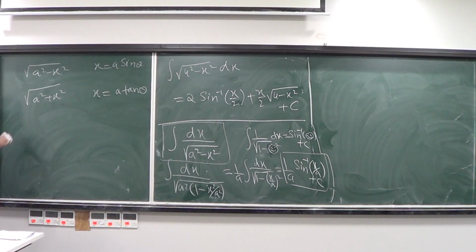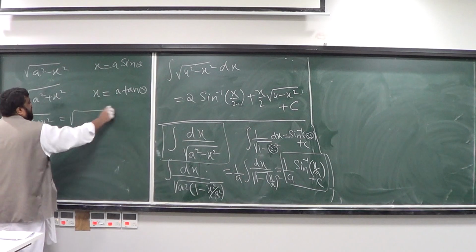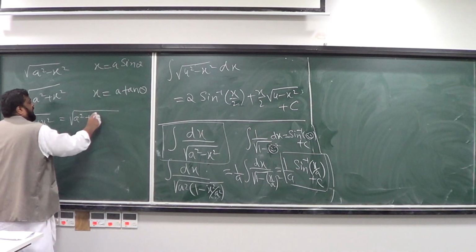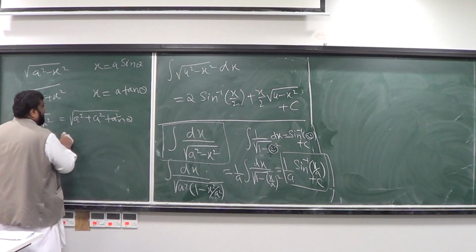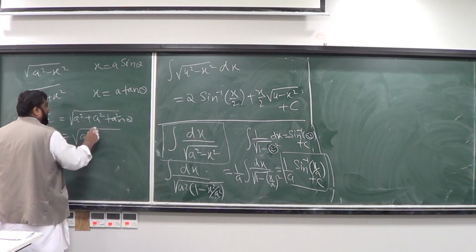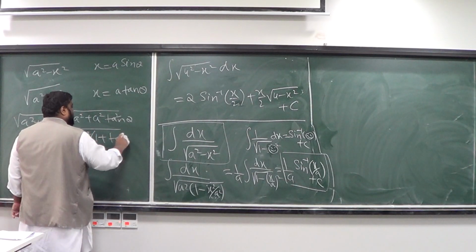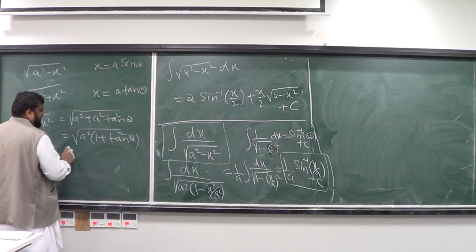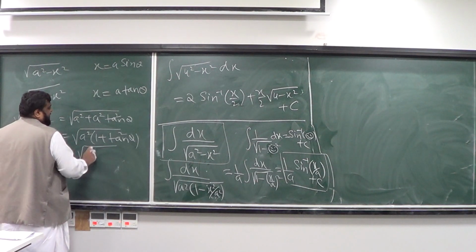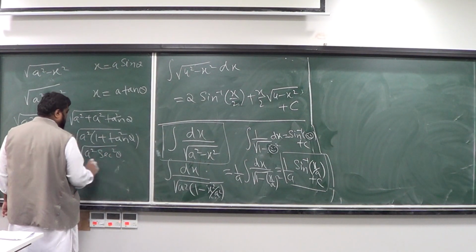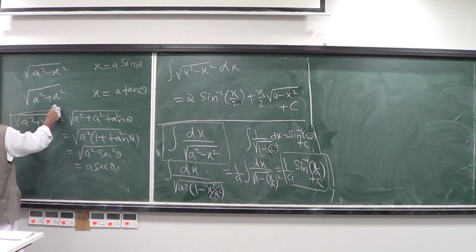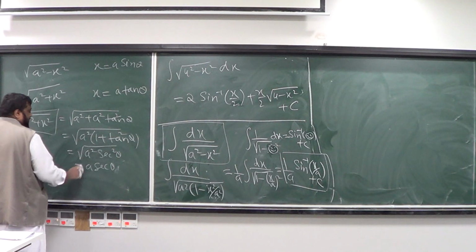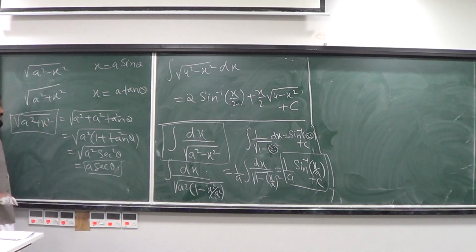Why would this work? Because if you compute a square plus x square, you're going to get the square root of a square plus a square tangent square theta, and this will become a square times 1 plus tangent square theta. I know that 1 plus tangent square theta is secant square theta, so this will become a secant theta. In other words, your a square plus x square type term will convert into a very simple term, a secant theta.